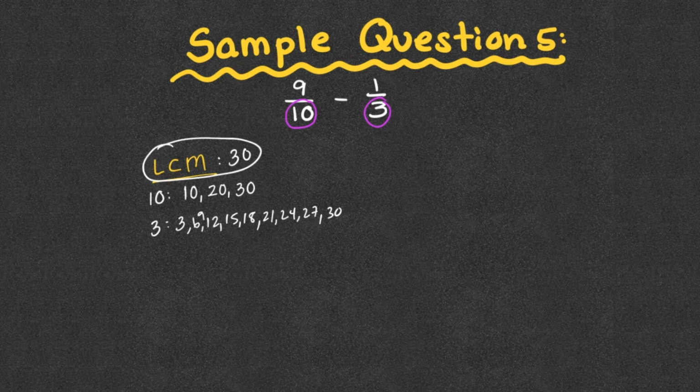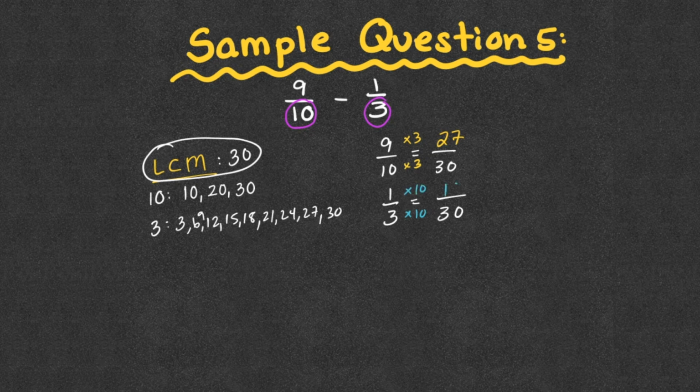So that means our new fractions are out of 30. So we get 9 tenths and 1/3, both out of 30. We have 10 times 3 is 30, so 9 times 3 is 27. 3 times 10 is 30, so 1 times 10 is 10. So our new problem is 27 thirtieths minus 10 thirtieths is equal to 17 thirtieths.